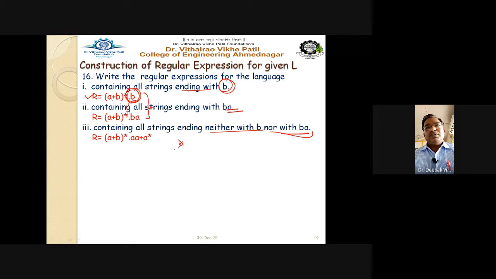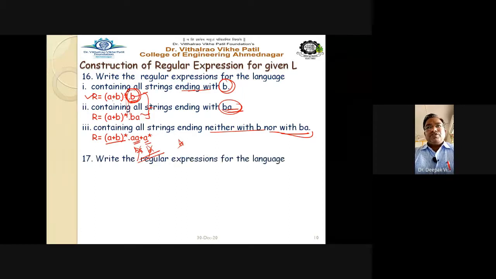So instead of B, we have taken A here, and it must not end with BA. That's why it is taken as AA. So there should not be any BA combination, and B endings are strictly avoided here. So (A plus B) raised to star remains as it is, dot (AA plus A) raised to star. Means it will avoid the ending with B and the ending with BA. Getting this point?